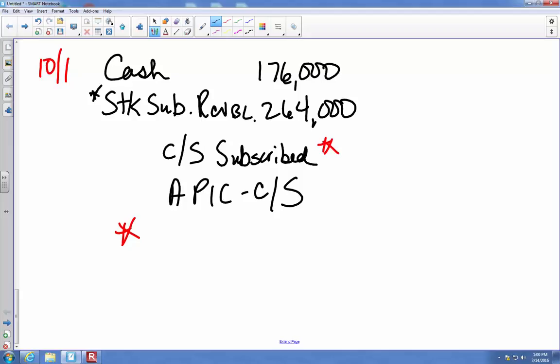So the amount that goes in the common stock account is the par value.